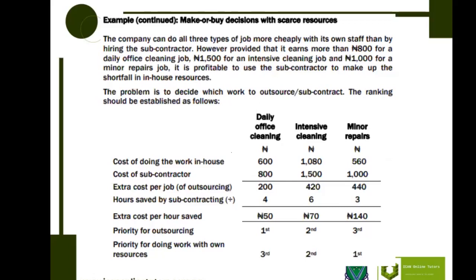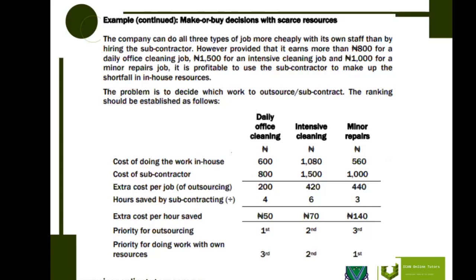Look at the hours that we will save by making use of a subcontractor. We're told that the average labor hours per job is 4 hours for daily office cleaning, 6 hours for intensive cleaning, and 3 hours for minor repairs. 200 divided by 4, 420 divided by 6, 440 divided by 3. We have 50 naira, 70 naira, and 140 naira. So the extra cost that will be saved is 50 naira for daily office cleaning, which is the lowest, then 70, and then 140.